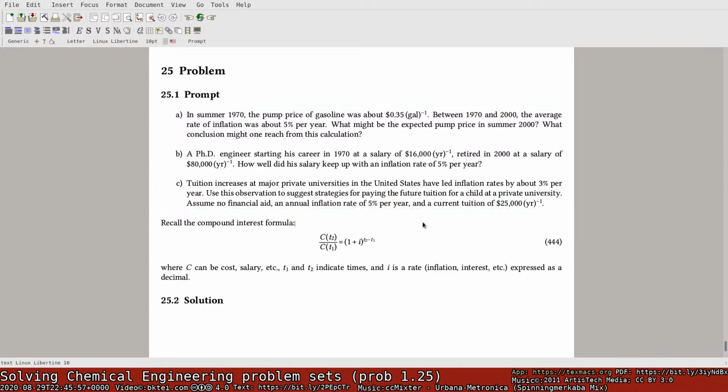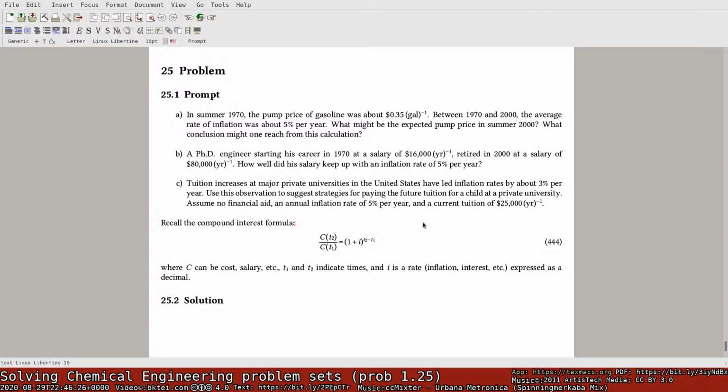Recall the compound interest formula. C of T2 divided by C of T1 is equal to the quantity 1 plus I raised to the power of the quantity T2 minus T1, where C can be cost, salary, etc. T1 and T2 indicate times, and I is a rate, inflation, interest, etc., expressed as a decimal.